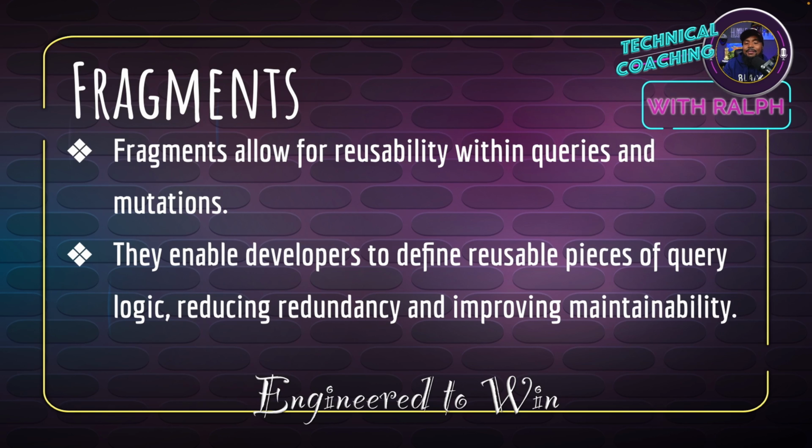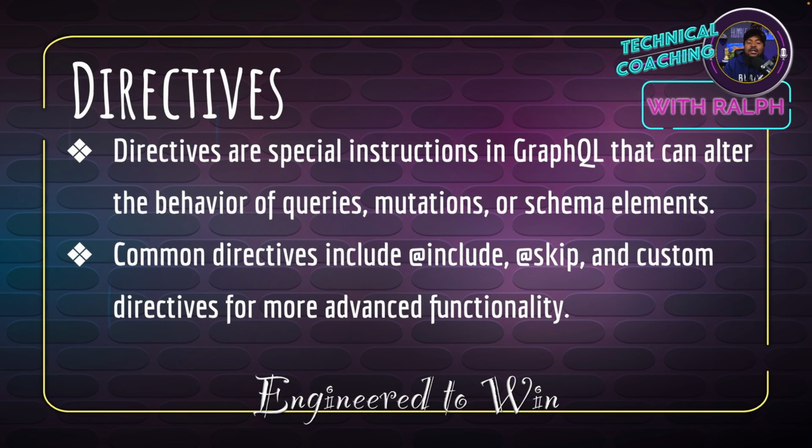So fragments. Fragments allow for reusability with queries and mutations. They enable developers to define reusable pieces of query logic, reducing redundancy and improving maintainability. Now, directives. Directives are special instructions in GraphQL that can alter the behavior of queries, mutations, or schema elements. Common directives include include, skip, and custom directives for more advanced functionality.